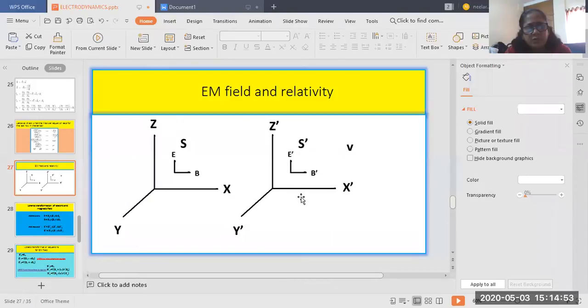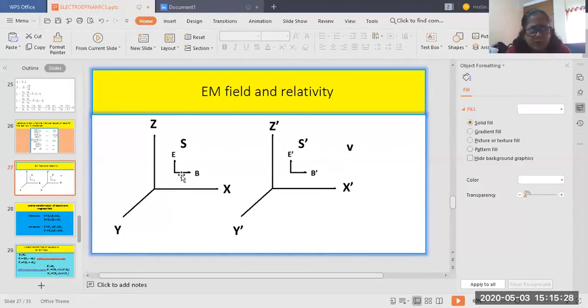So you can see here I have shown two frames of reference. One is the frame S and another is the frame S dash. Okay, and you can see S dash is moving with velocity v. That means it is an accelerated frame of reference, and S is constant, it is not moving. So that means this is a non-inertial frame and this is an inertial frame. Okay, so this is the formalism of relativity.